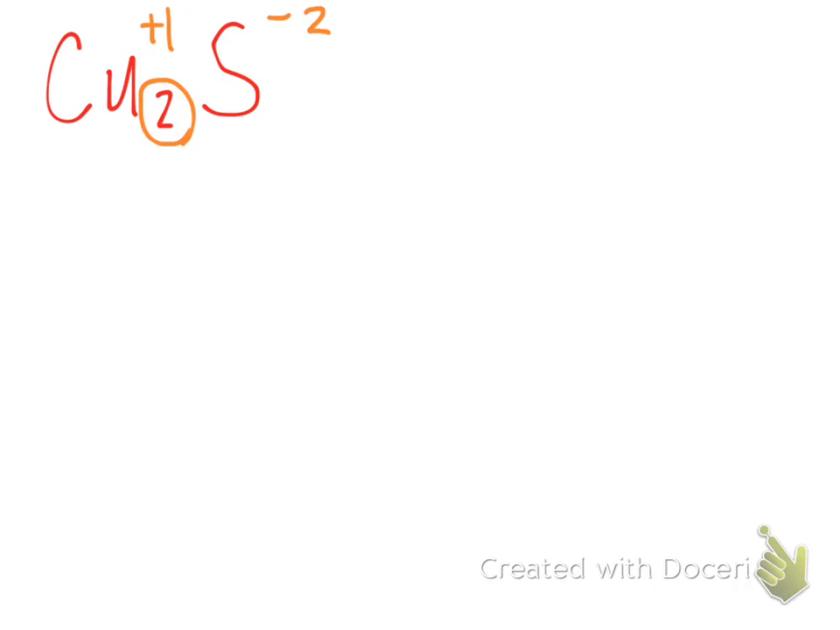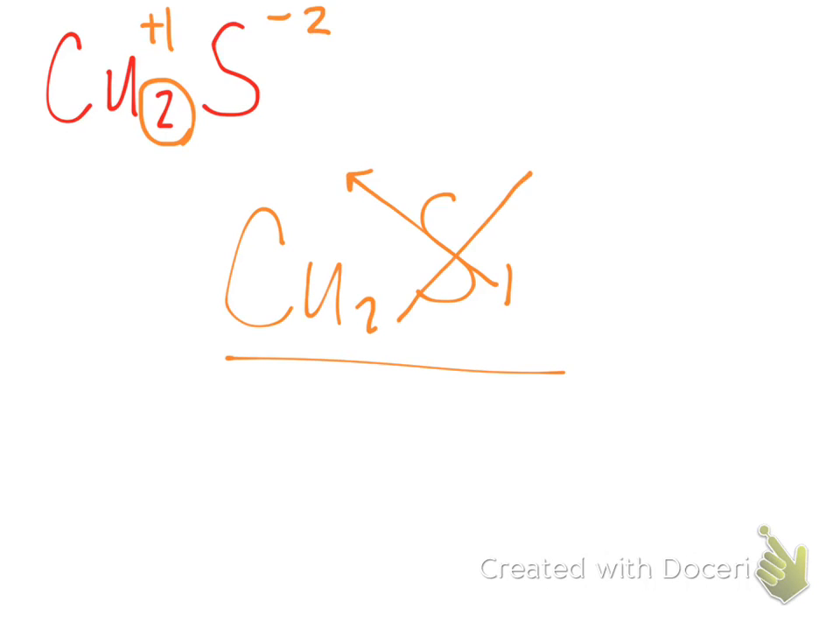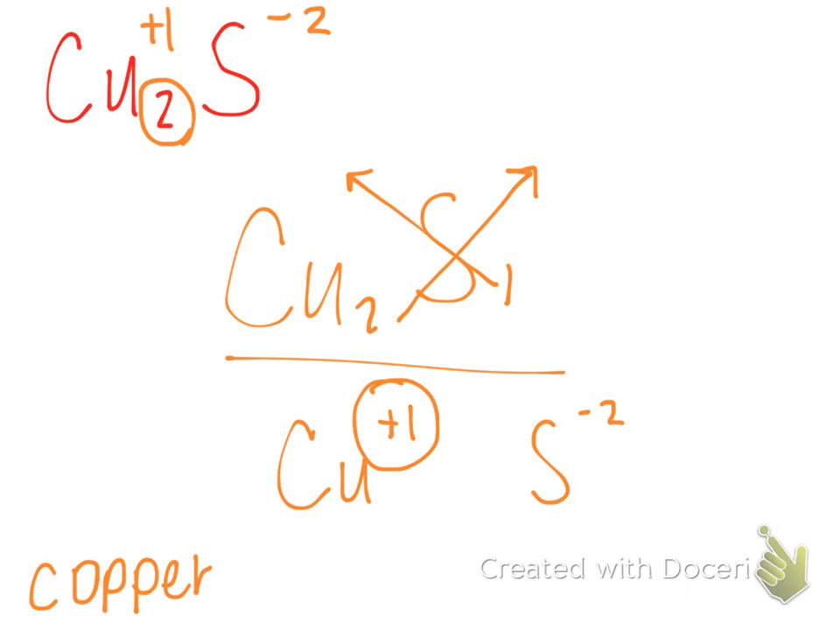If I have Cu2S, and there's no subscript there, I assume it's a 1, right? So if I reverse the crossing that I did to get to this balanced formula, this would cross up this way, and this would cross up this way. The plus 1 always has to come first, so the charge on copper is plus 1 and sulfide is minus 2. The only reason we do that is to figure out what this charge is so we can write our formula. So our final answer looks like this: copper(I) sulfide. The whole reason we had to get to that charge was to figure out which version of copper we were using.